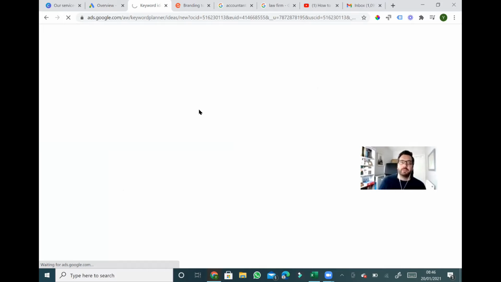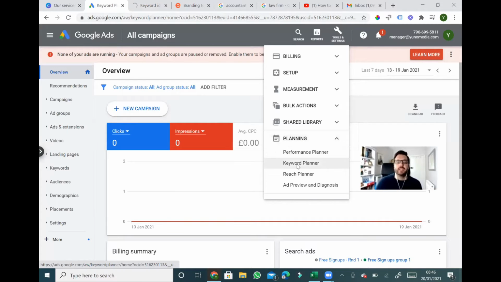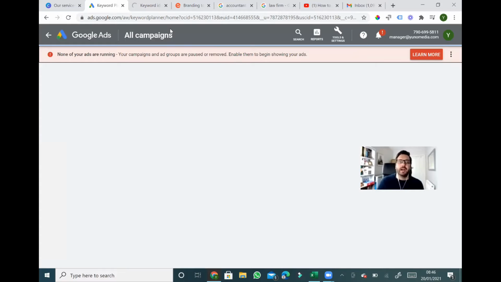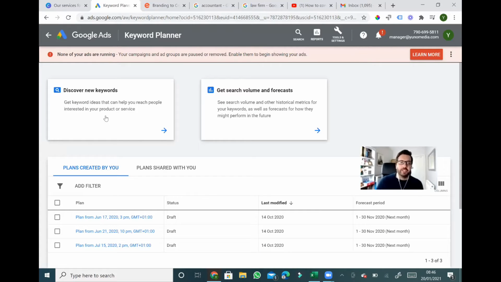So, once this loads up, the first thing you do is think about some keywords that your users might be searching. So, for example, it might be accountants in Southampton. Okay, here we go. This is probably easier to do.